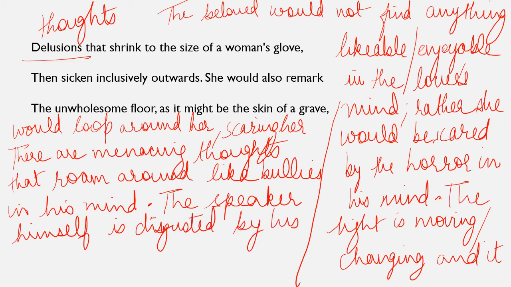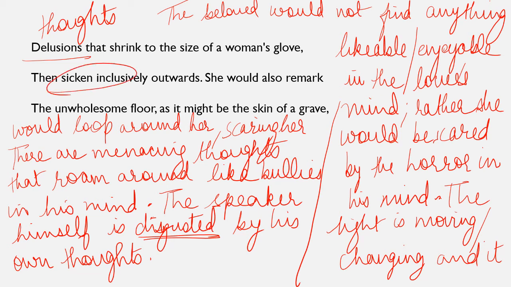by his own thoughts. ऐसे लगता है कि वो अपने आप से ही बहुत ही नफरत करता है. He is disgusted by himself and by the state of his mind. So he says they will sicken. Don't try to go into the literal meaning of these words. He's basically saying that his thoughts are sometimes small and sometimes they just expand outwards.